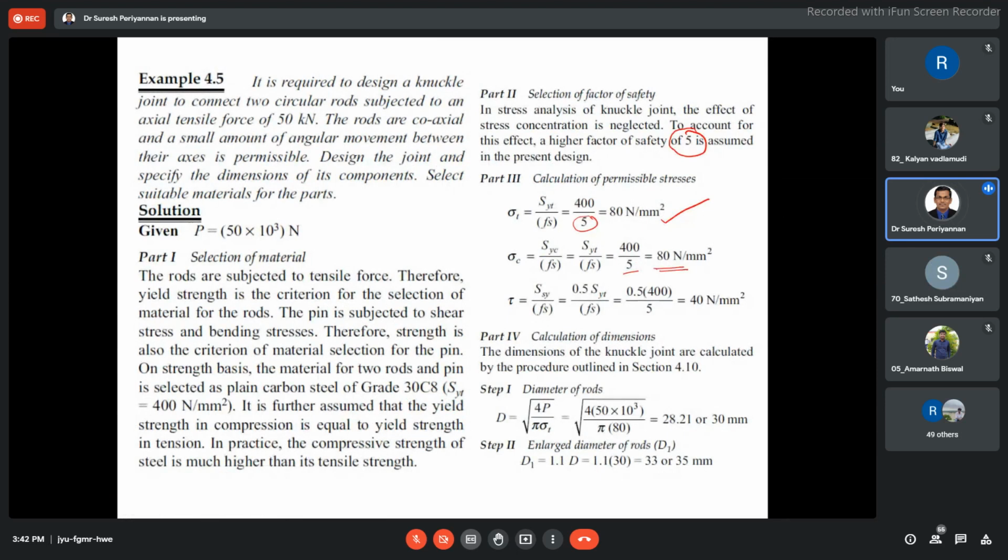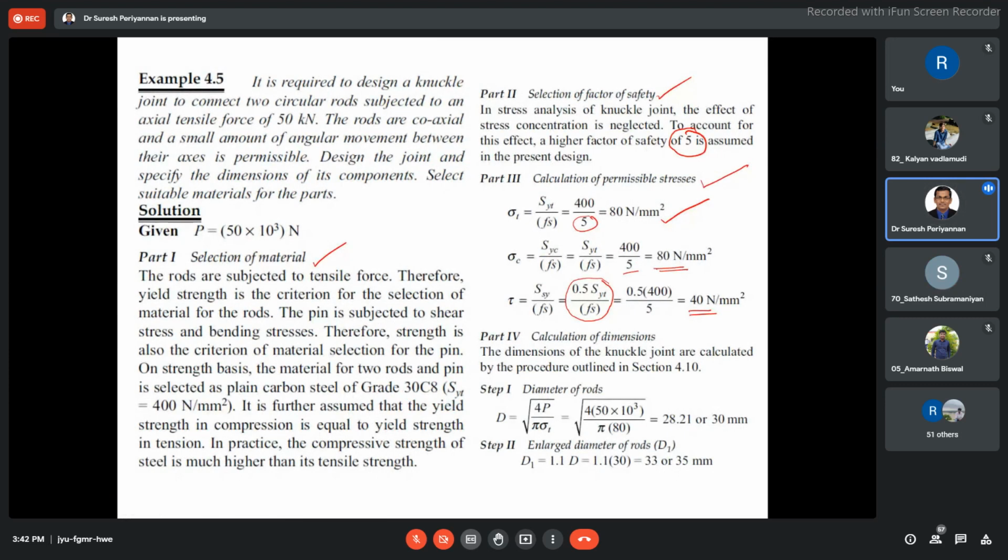The shearing strength here is given by the standard 0.5 times SYT, the yield strength divided by the factor of safety, which is 40 Newton per mm square. Now we calculate the dimensions one by one. First we define the material. Second we define the factor of safety. Third, we calculate the permissible stress limit for the components.